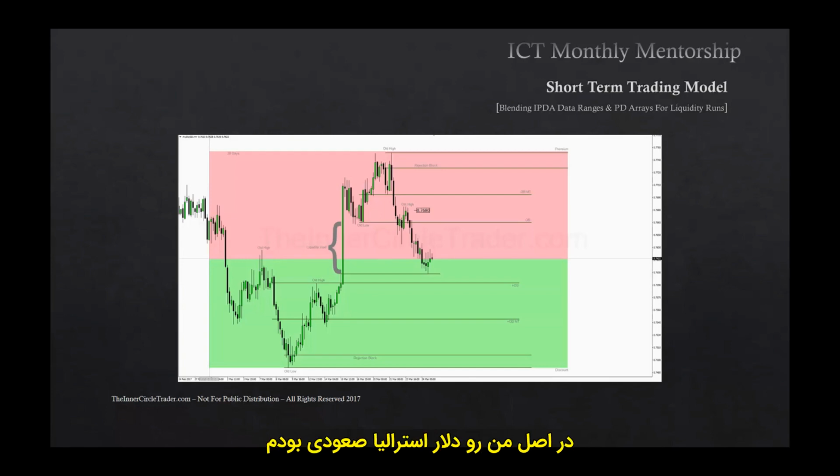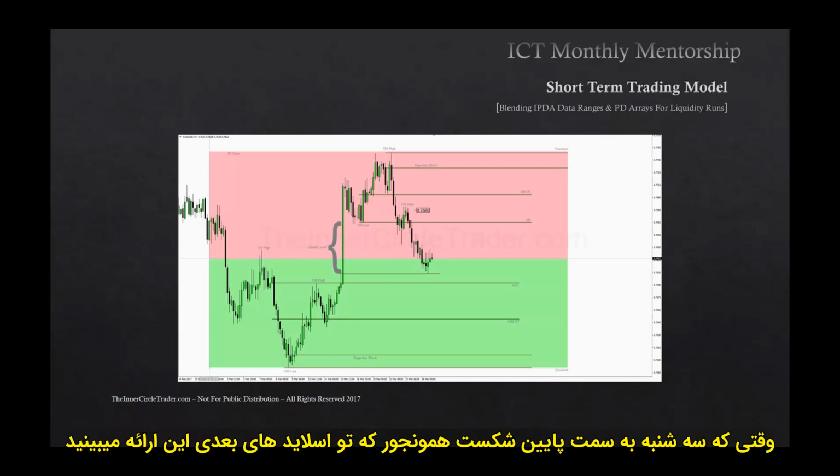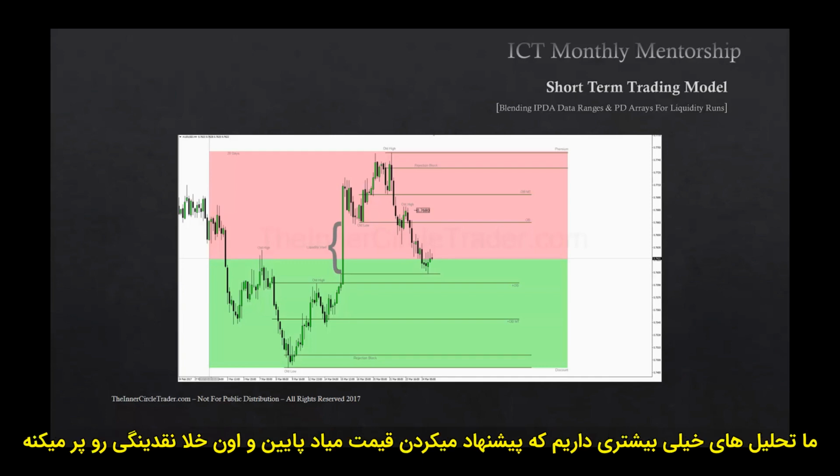Originally, I was long or bullish on the Australian dollar with the expectation of a larger price move. It failed to do so on Tuesday. Once Tuesday broke down, as you'll see in the later slides in this presentation, we have a lot more analysis to suggest the price was going to trade down and close the liquidity void.